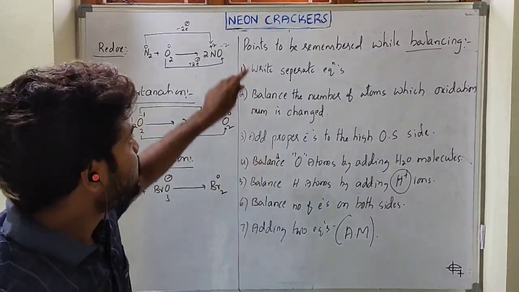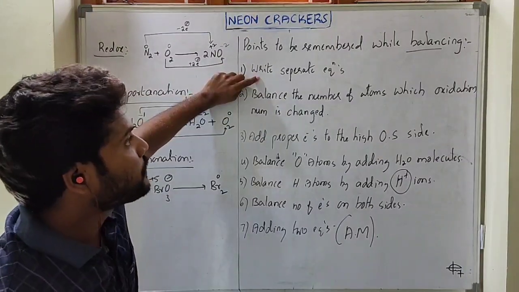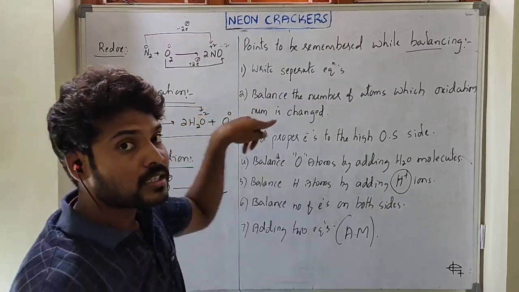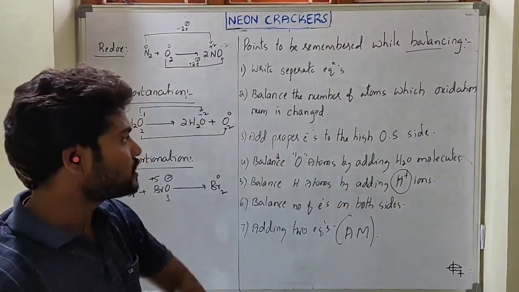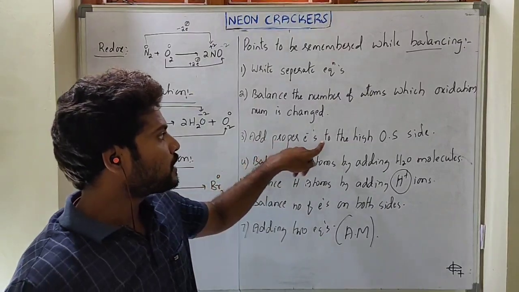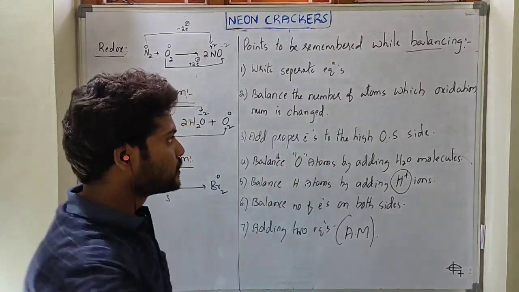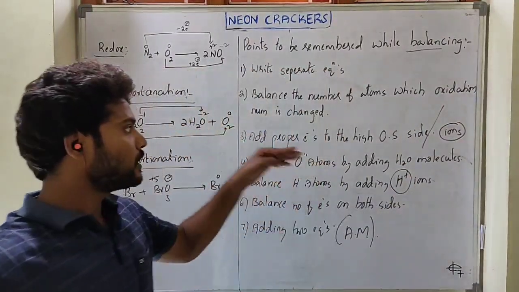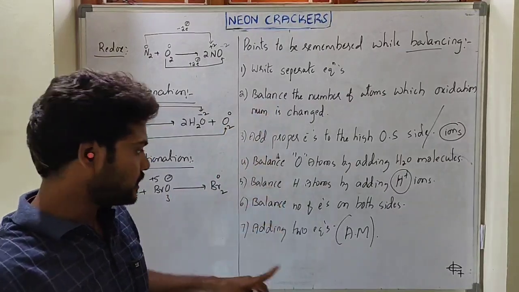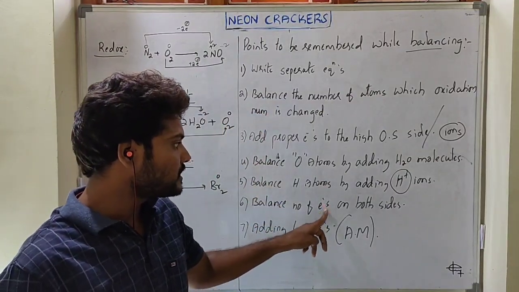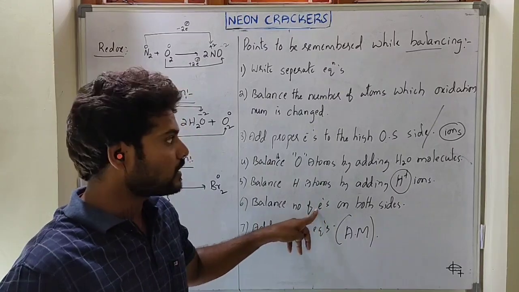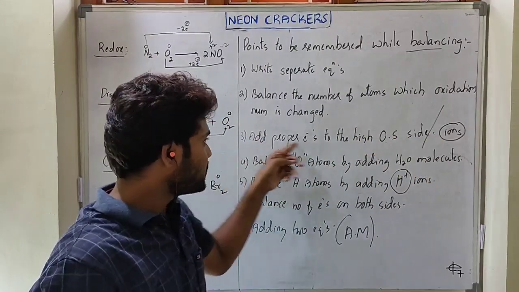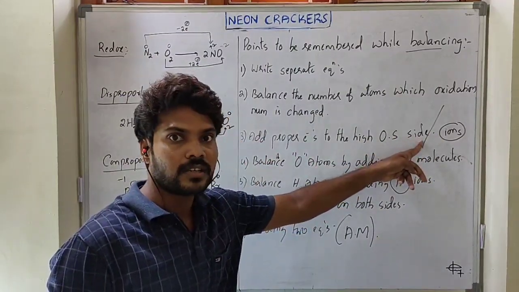Okay. So remember, one more time I am repeating. Write separate equations of oxidation and reduction. And the second one, balance the number of atoms whose oxidation number is changed. Next, third one, add proper number of electrons to the highest oxidation side. So here we are balancing ions only, not the number of electrons. The last point, balance the number of electrons, is the exact balancing of electrons, but here we are doing only the number of ions. From this one we can find whether it is oxidation reaction or reduction reaction.